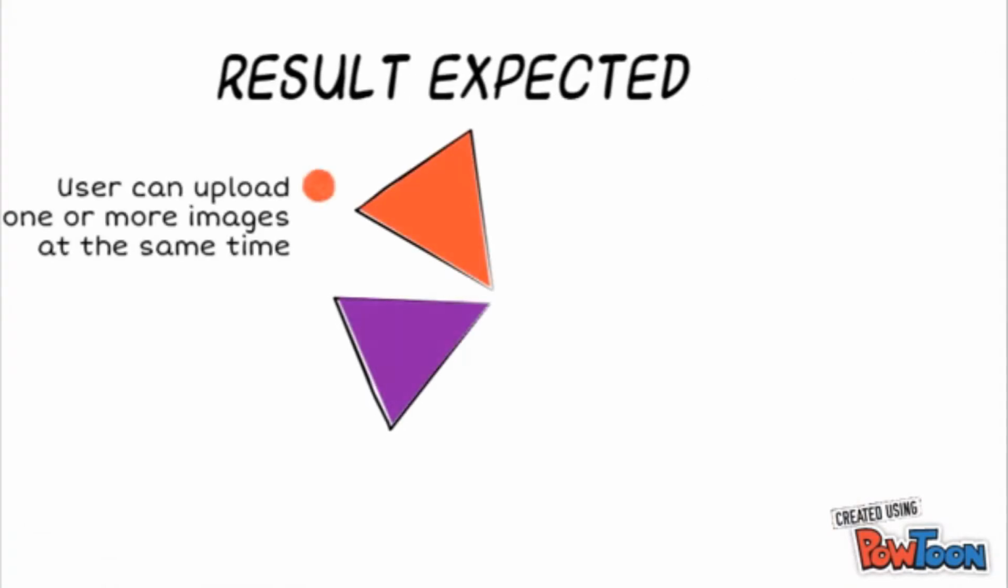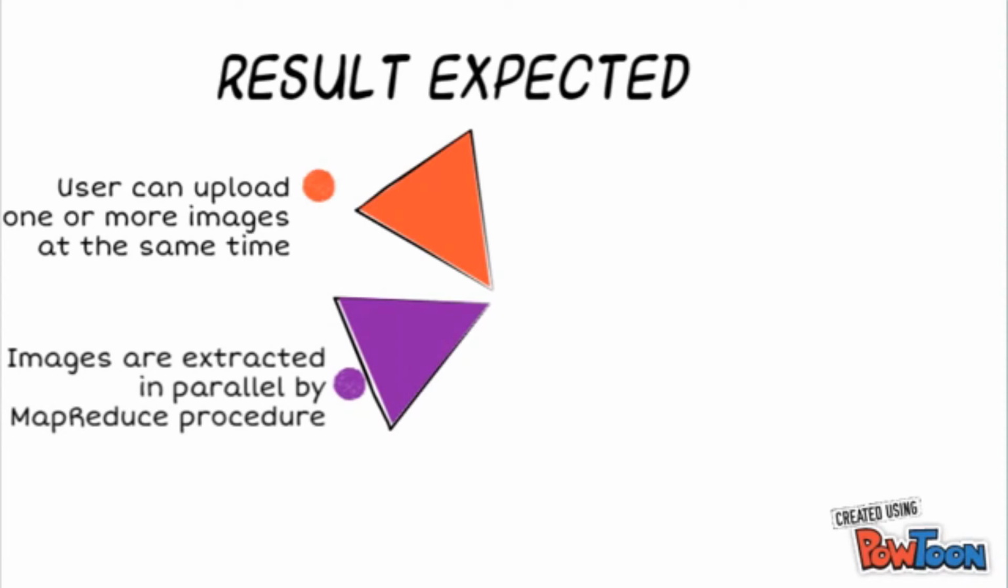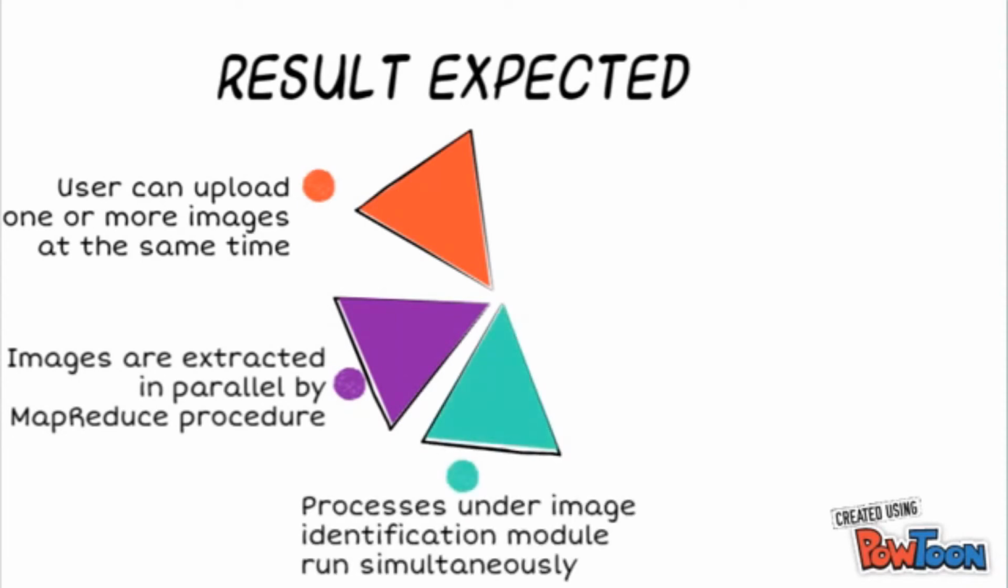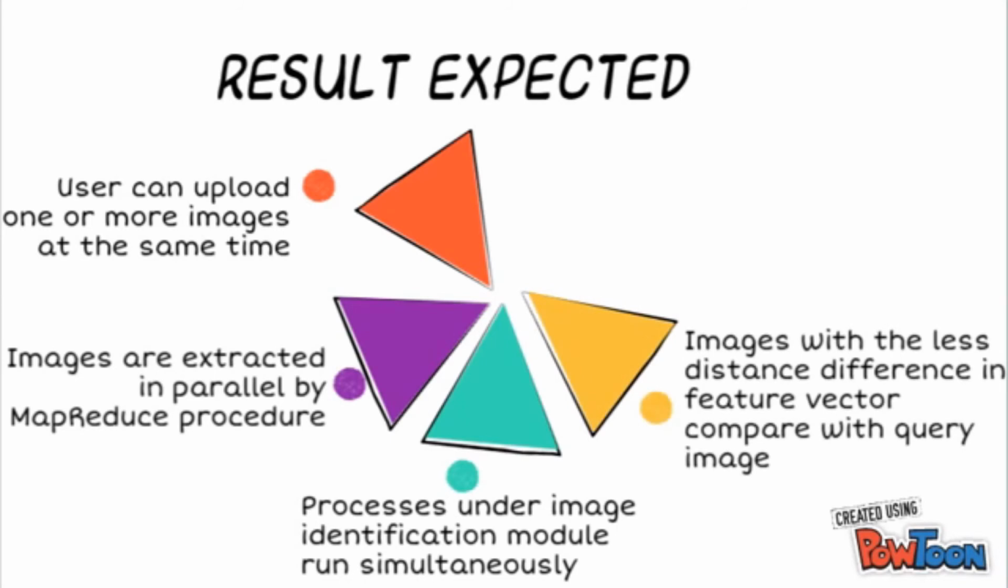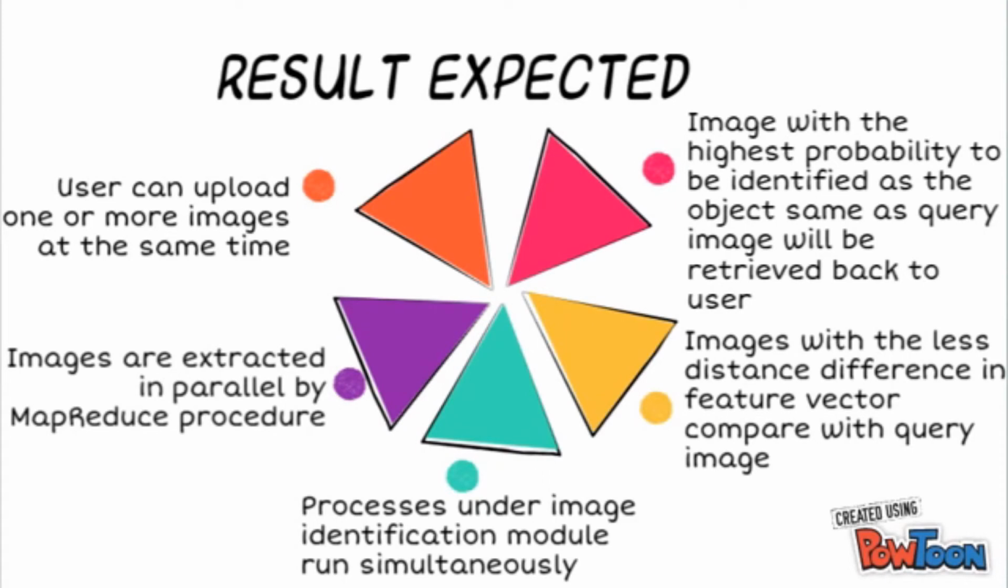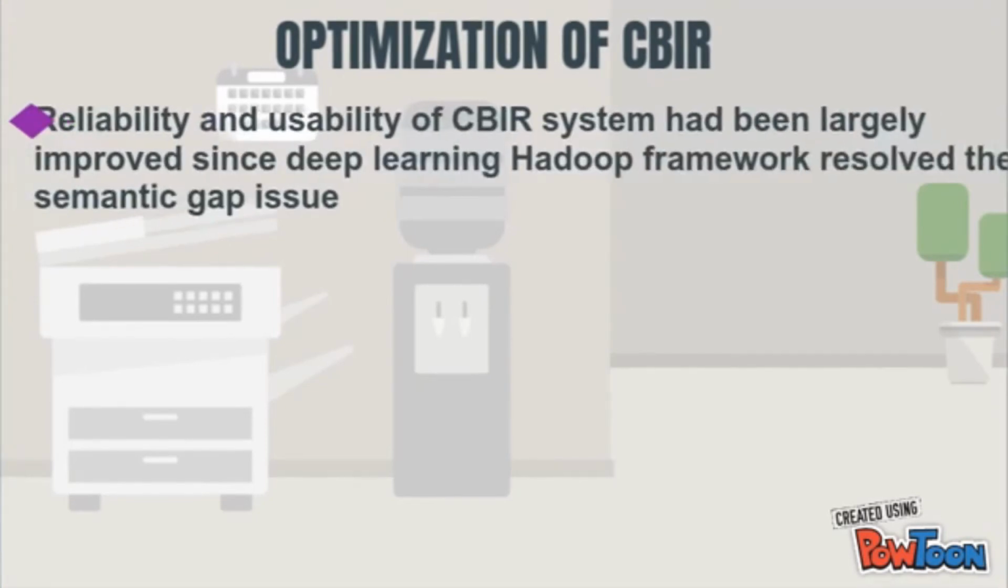The result expected from the system is that the user can upload one or more images at the same time. Images are extracted in parallel by the MapReduce procedure. Processes under the image identification module run simultaneously. Images with less distance difference in feature vector compared with the query image, and the image with the highest probability of being identified as the same object as the query image, will be retrieved back to the user.